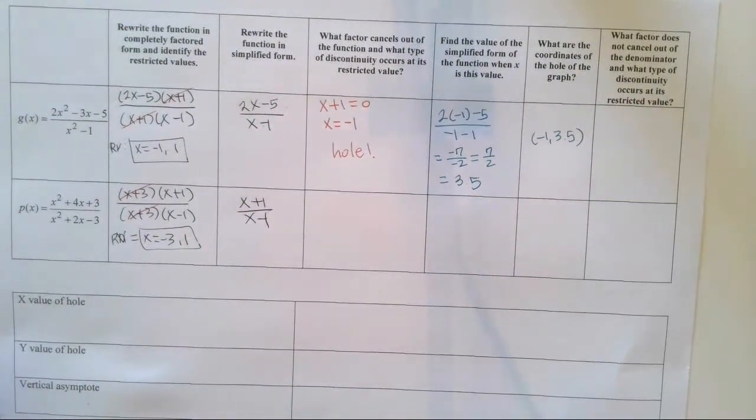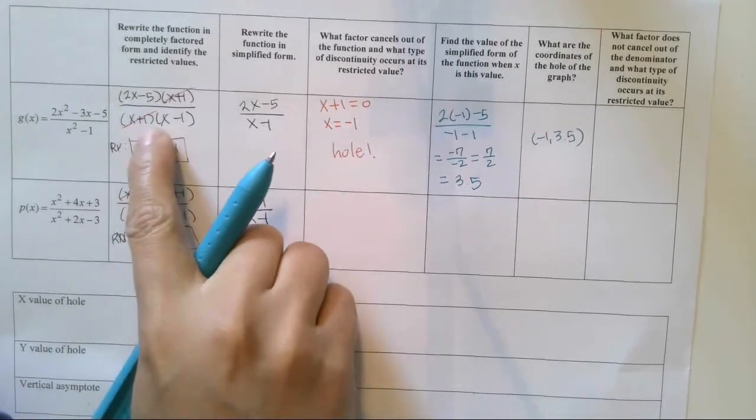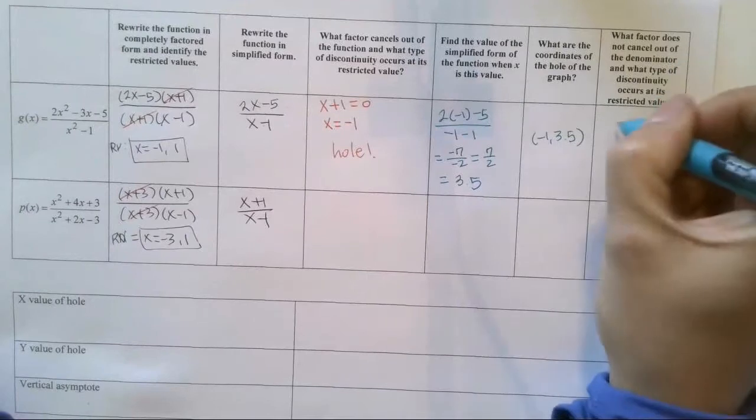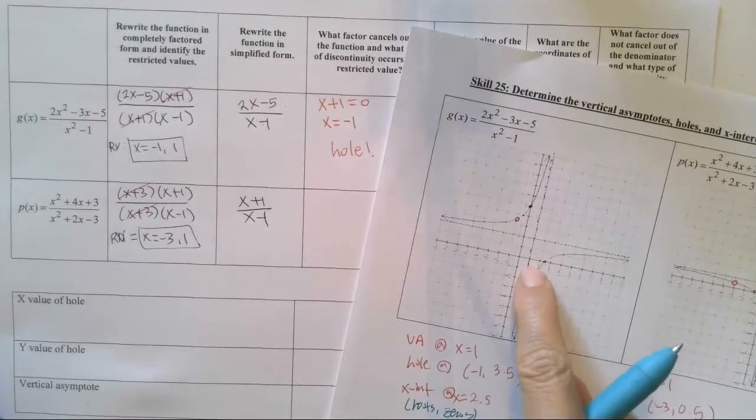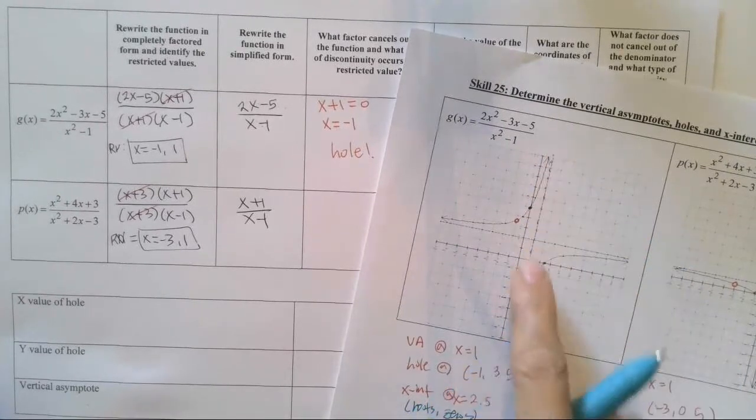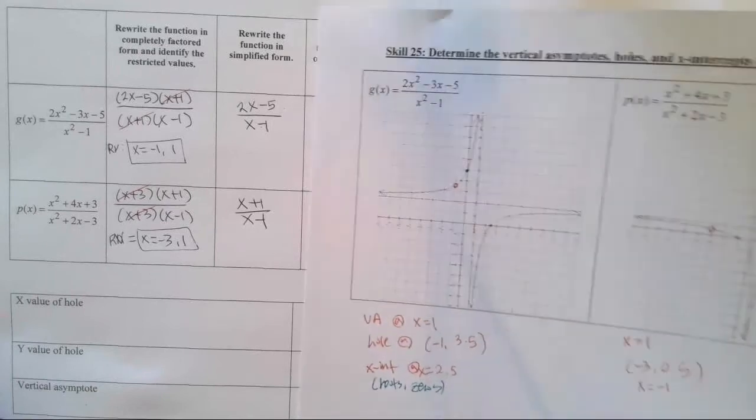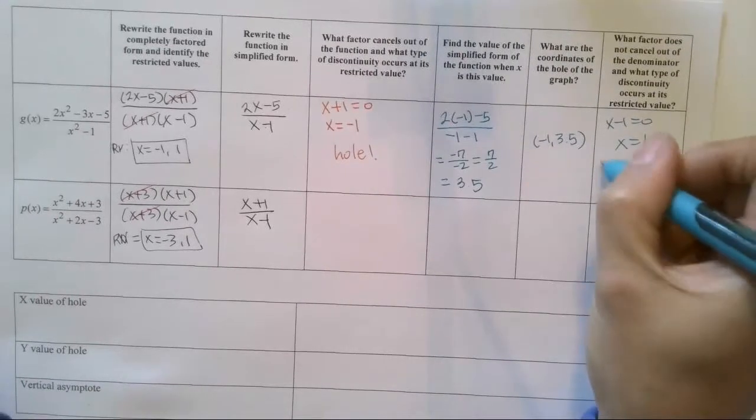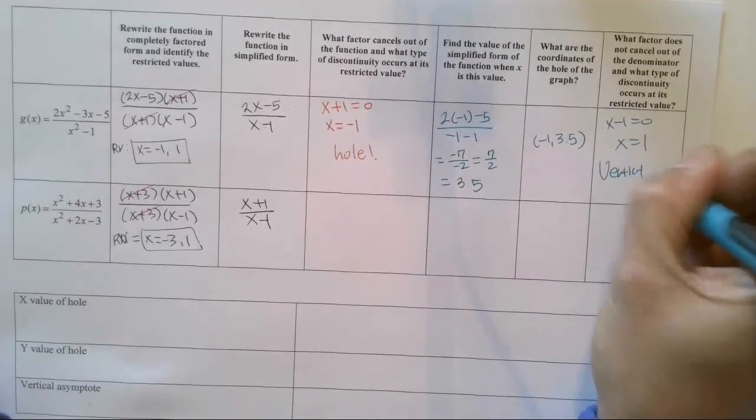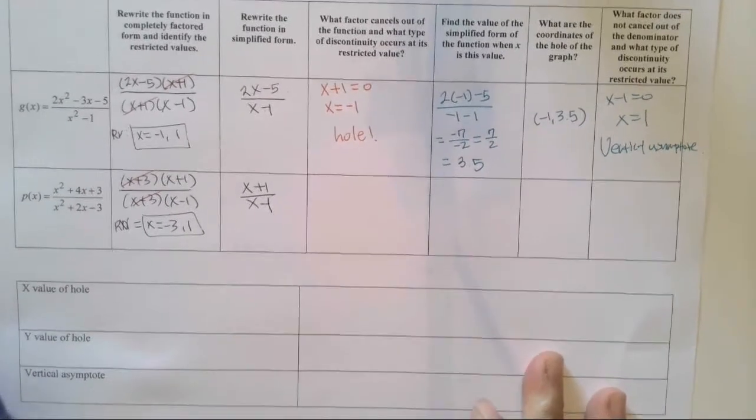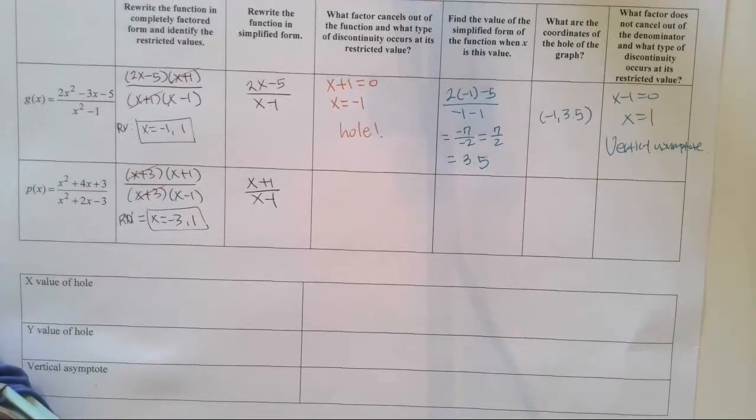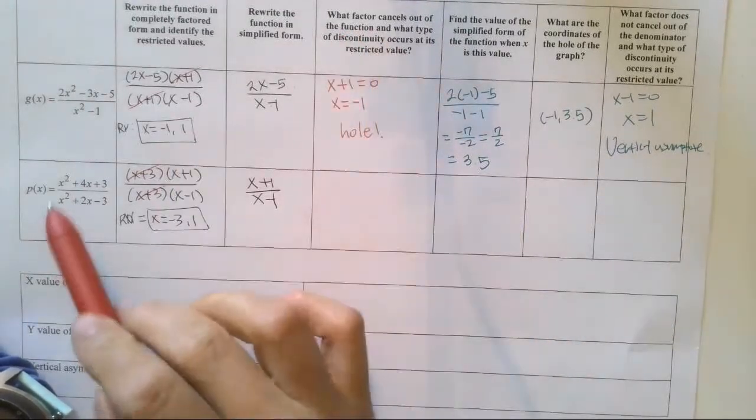What factor does not cancel out of the denominator? Okay, so on your denominator, which one did not cancel? X minus 1. So what happened at x equal 1? The dotted line that your graph gets closer to but never touches. Vertical asymptote. Cool. Alright, let's do one more. Ready? The next one over here.